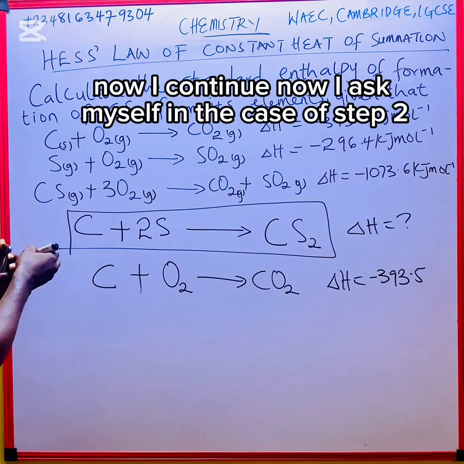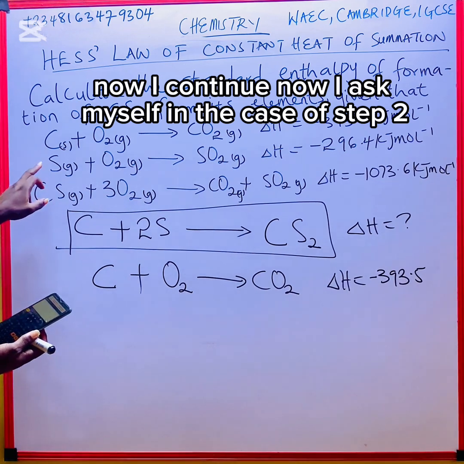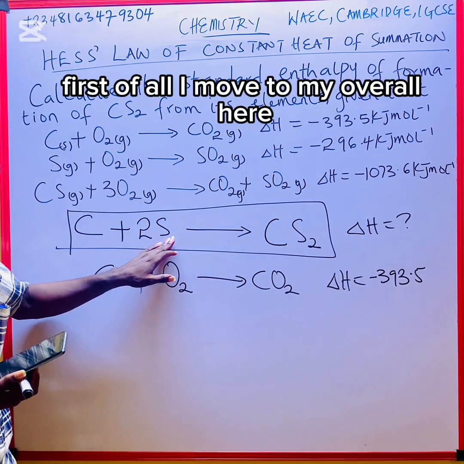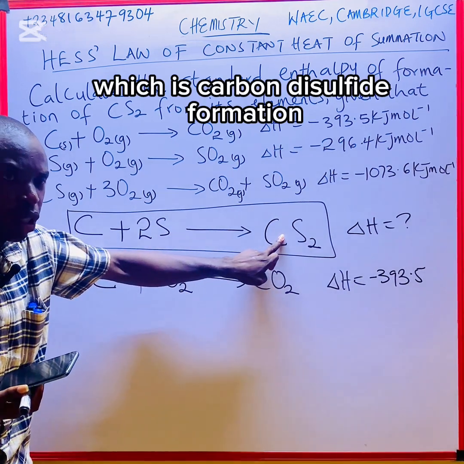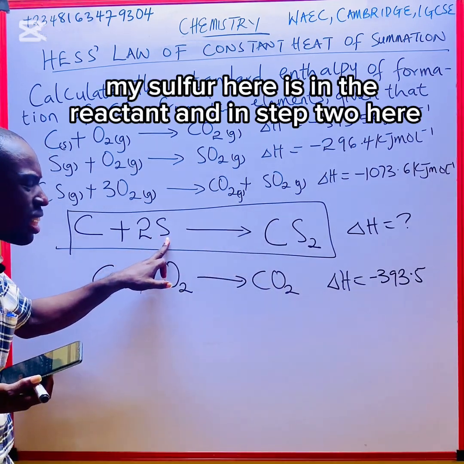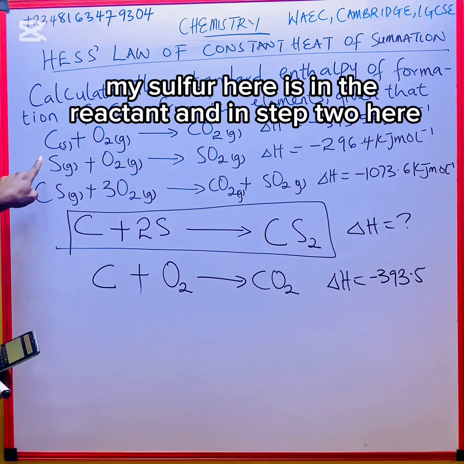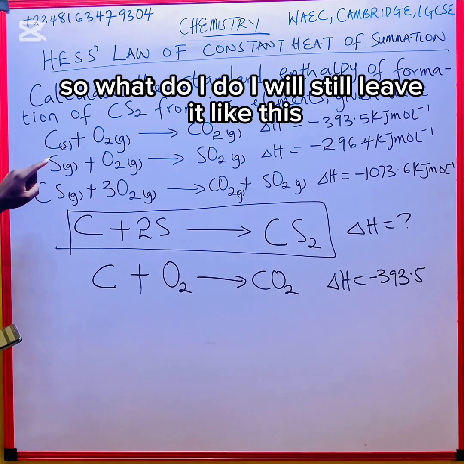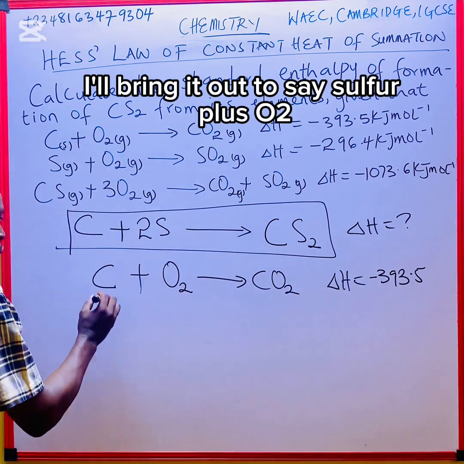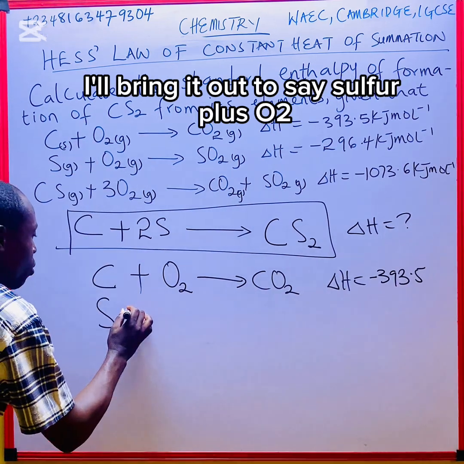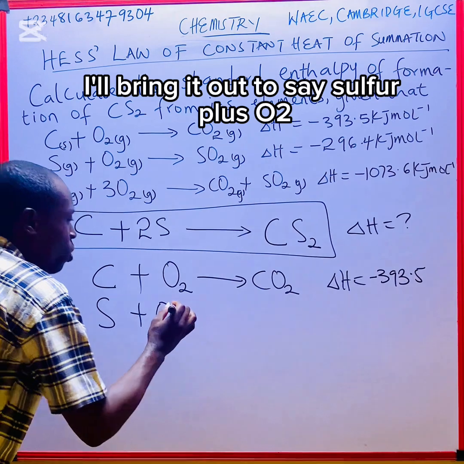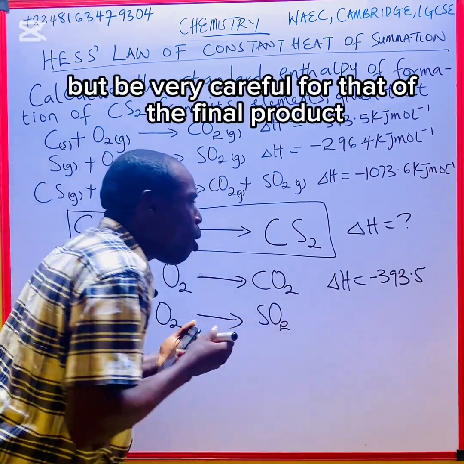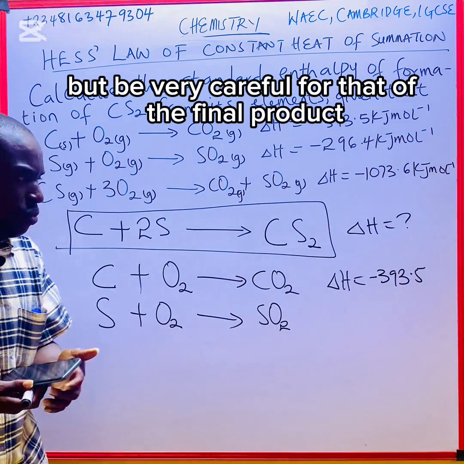Now I continue. Now I ask myself, in the case of step 2, first of all, I move to my overall here, which is carbon disulfide formation. My sulfur here is in the reactant, and in step 2 here, my sulfur here is also in the reactant. So what do I do? I will still leave it like this. I'll bring it out to say sulfur plus O2 to give me what now? SO2.